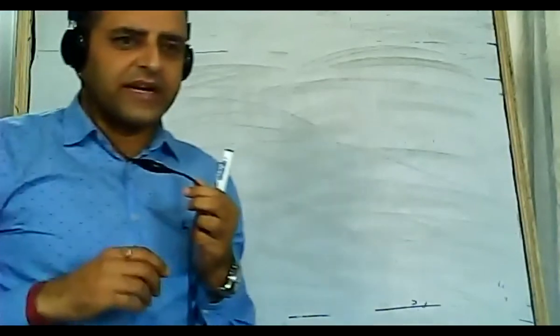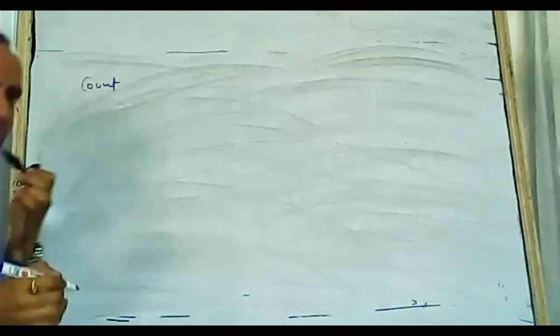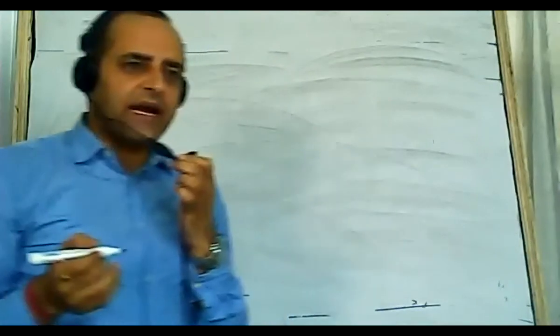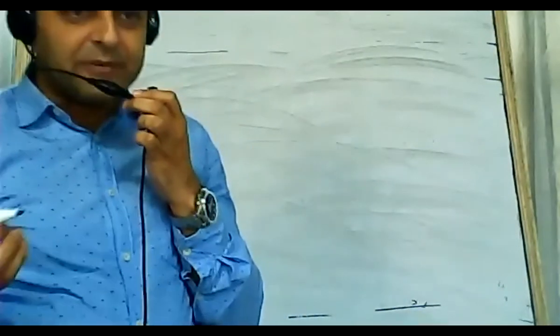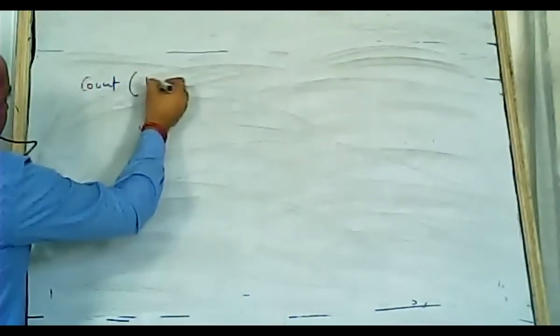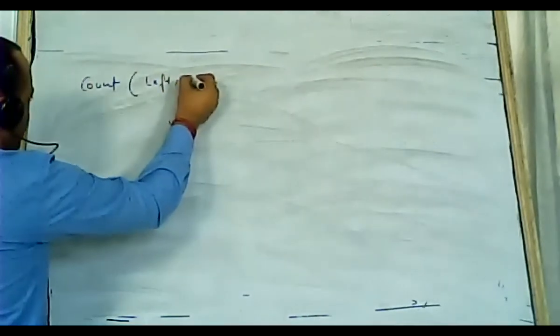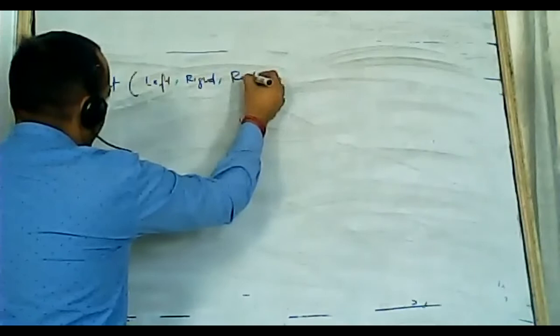In the last lecture, we did our tree traversal. So today, we are going to see two algorithms. First is the count algorithm, which will tell me the number of nodes in the tree. And second is the depth algorithm, which will tell me the depth of the tree. So count is an algorithm which has these arguments: left, right, root, and num.